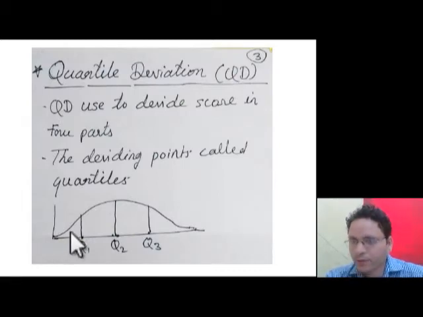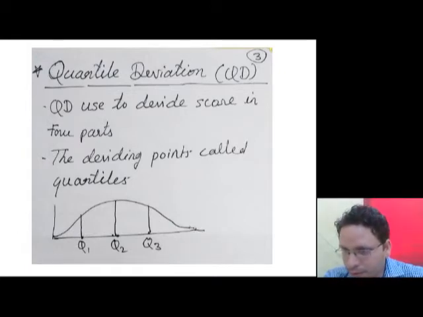Suppose someone has given you some data. When you get the data, we have to divide it into four equal quarters. This is the whole data we have, as we can see in this figure, and you are dividing it into four equal parts. The dividing points we call quartiles, and we can name them Q1, Q2 and Q3. This is the way we can divide the data into four quarters.